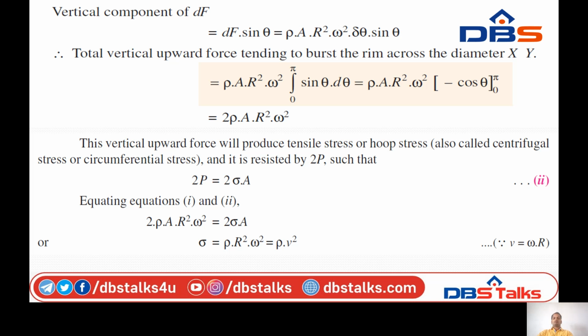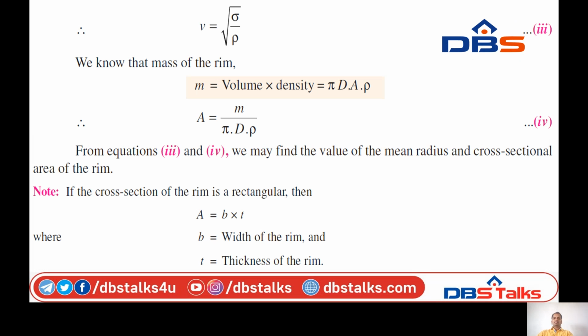So we are equating equation 1 and 2: 2 rho a r square omega square is equal to 2 sigma a. So 2 cancels and a cancels. Finally we get sigma is equal to rho r square omega square. r omega we call the linear velocity, so sigma is equal to rho v square. Then the linear velocity v is equal to root of sigma by rho. So this is the final result we are getting.